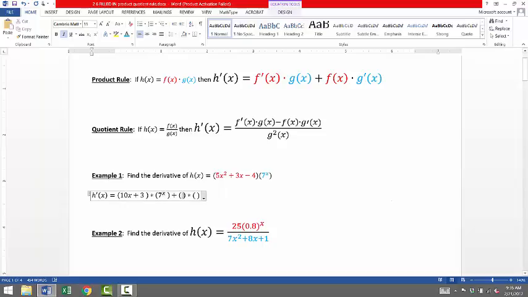Then I have to add to that f times g prime. So the original function f, that's the function in red, 5x squared plus 3x minus 4, the original function f times g prime. So now I'm saying take the function in blue and find its derivative. That's an exponential function, 7 to the x. So its derivative is itself times the natural log of the base.